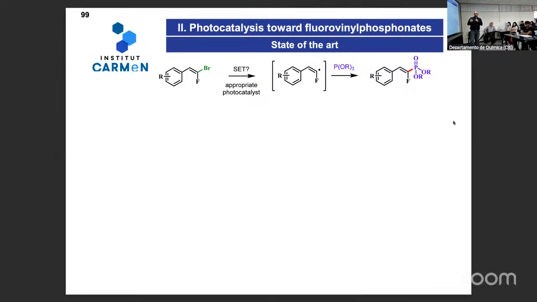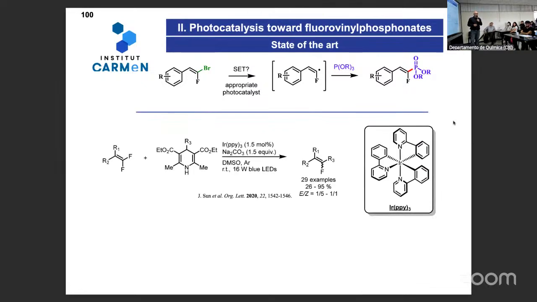Next, please. In fact, you can find plenty of reactions in photocatalysis with difluorovinyl. Okay, this is an example here where you can replace one of the fluorines by an alkyl group, for example, with the Manchester group here. But we wanted to use our substrate, the bromofluoroalkene.